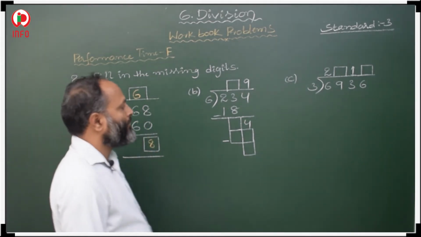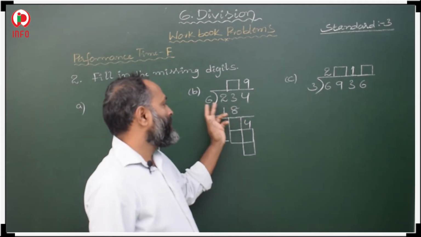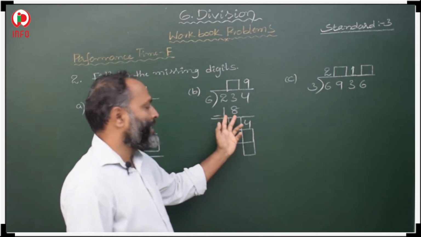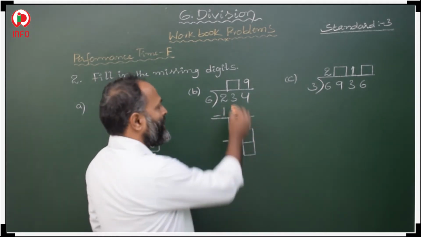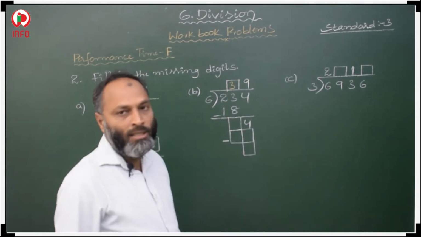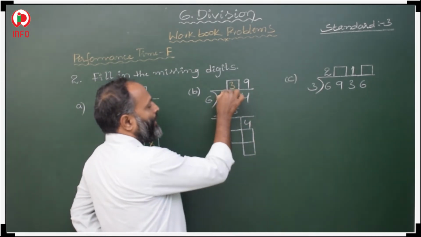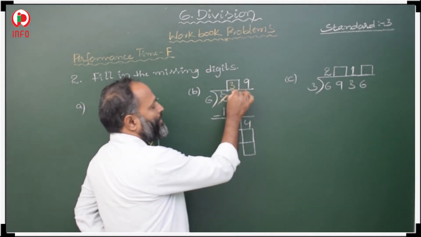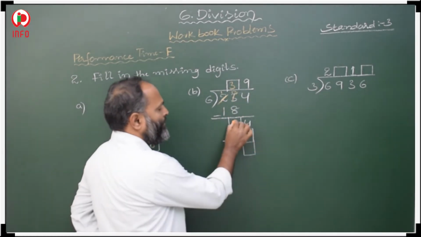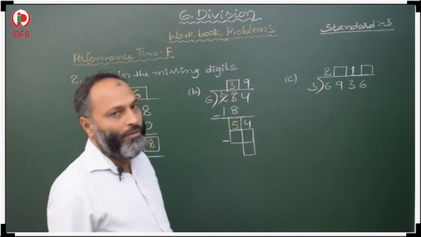Now in the 6 table, when will you get 23? 6 1s are 6, 6 2s are 12, 6 3s are 18. Here 18 is given, it means 6 3s are 18. Then minus, here we have to take a borrow from 2, so you will get 13 here. 13 minus 8 is 5, and 4, 54.